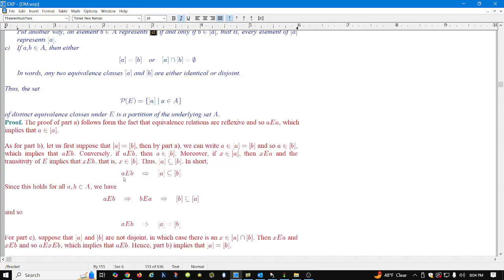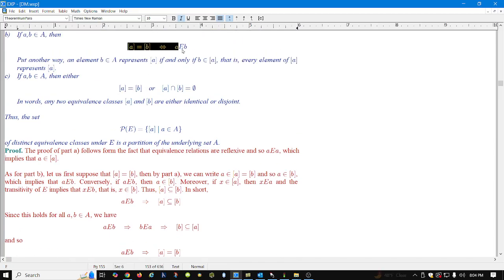Let's go through the proof. Part A, I already discussed the proof. For part B, suppose first, so we're looking at this one, suppose first that the equivalence classes of a and b are equal.